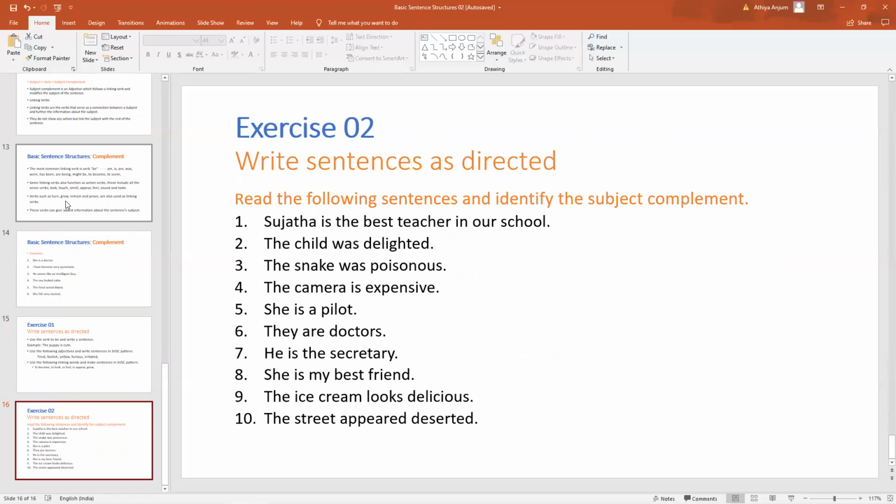Now you have the next exercise. Here you have to read the following sentences and identify the subject complement. All right, so what is telling you more about the subject? That becomes the subject complement. Sujata is the best teacher in our school. Is our school the subject complement? No. Here you're speaking about Sujata. So how is Sujata? Best teacher. So that becomes the subject complement. So try to find out in each sentence, read it, and what is adding more meaning or telling you further about the subject, that becomes a subject complement, right?